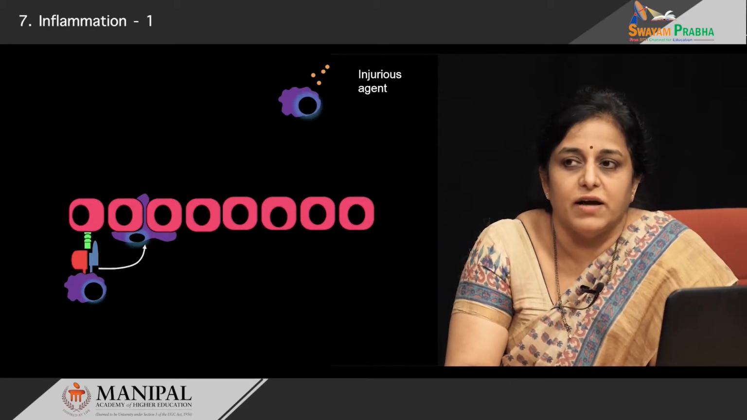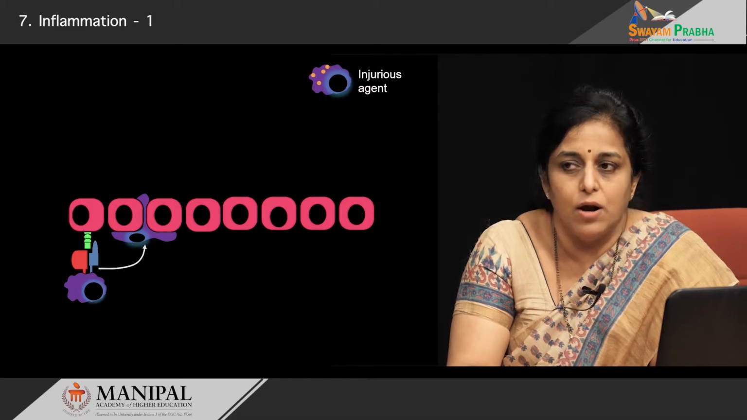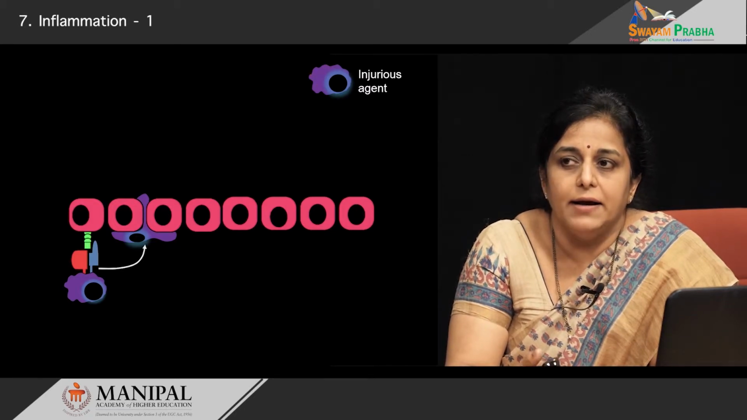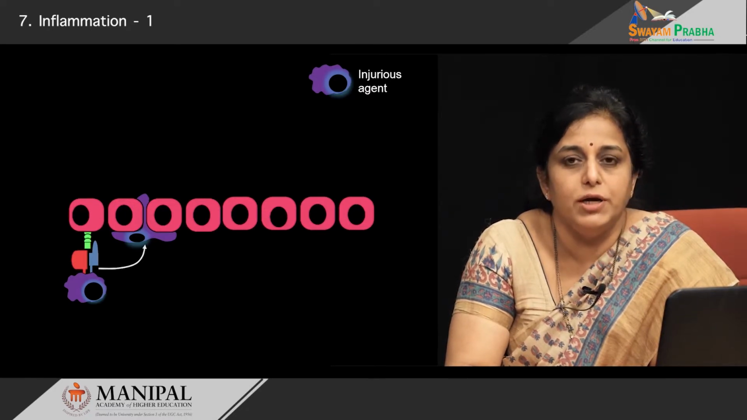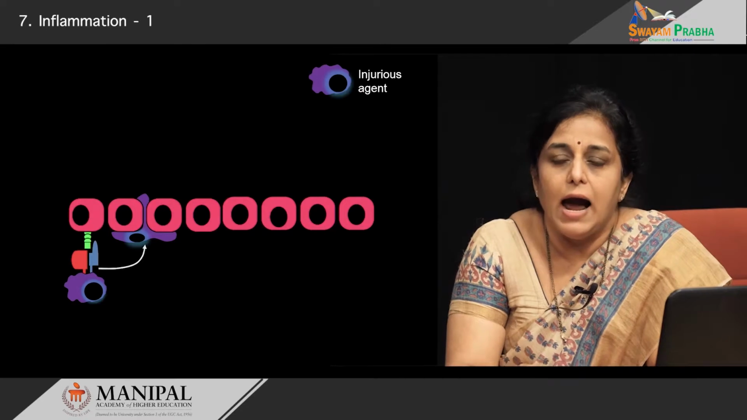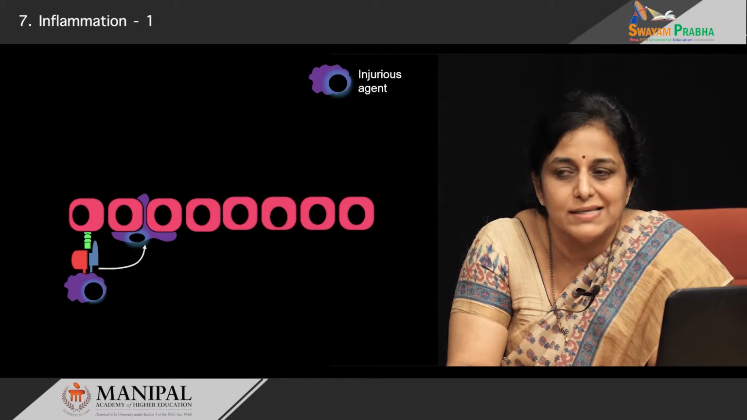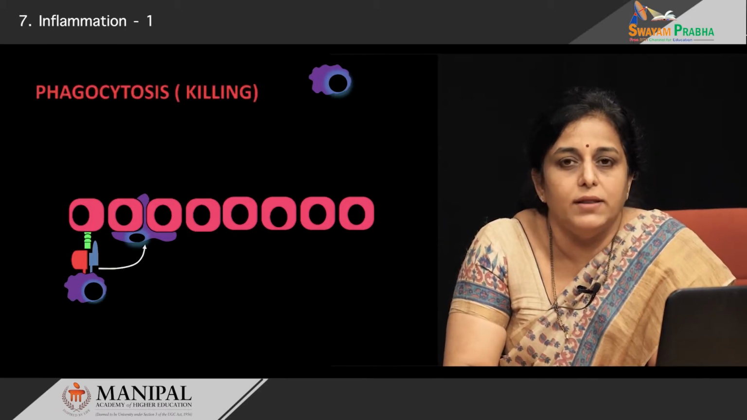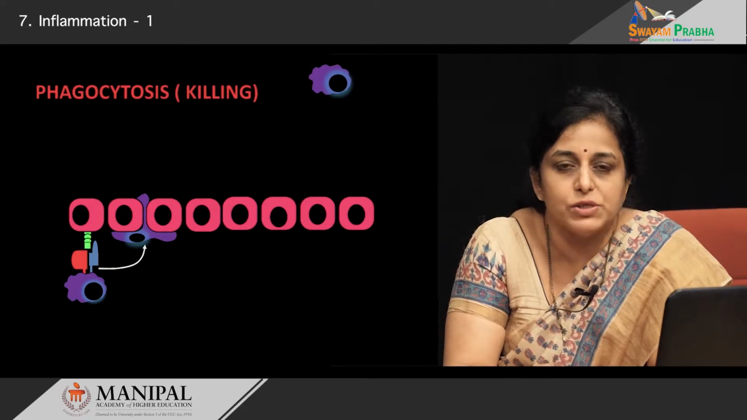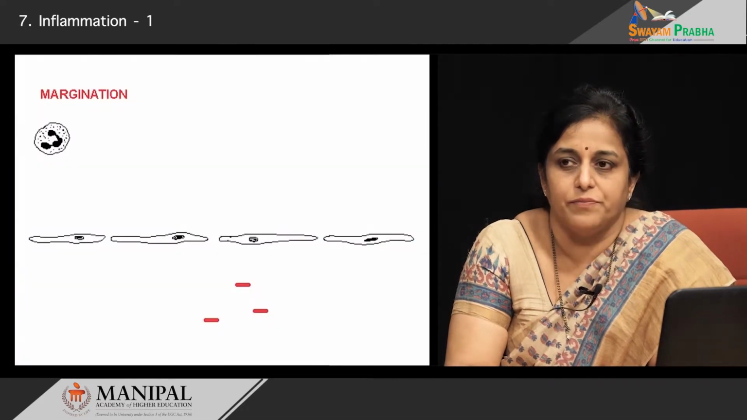Now, once they arrive at the site of injury, the next thing is they ingest these injurious agents, whether it is bacteria, viruses or any other injurious agent, and they digest and kill them. So, they have accomplished their role. They were actually meant to arrive at the site of inflammation and eliminate or destroy the injurious agent, which they have accomplished through these various steps. So, the last process wherein the leukocytes kill, destroy and eliminate the injurious agent is called phagocytosis.